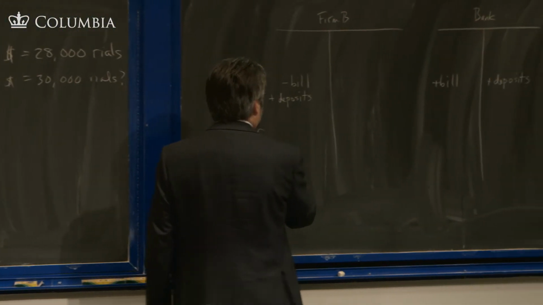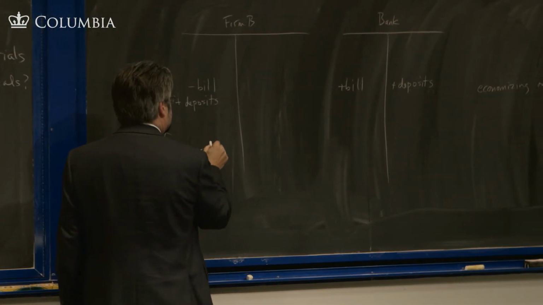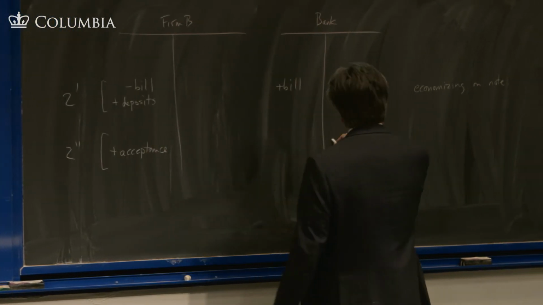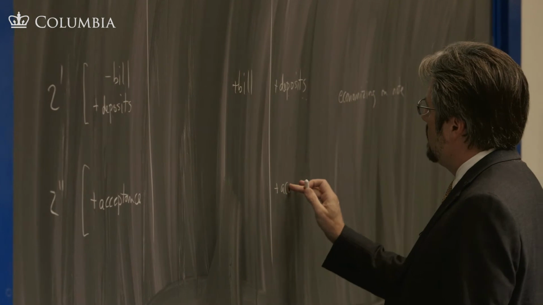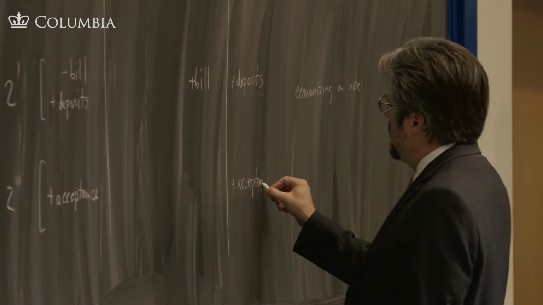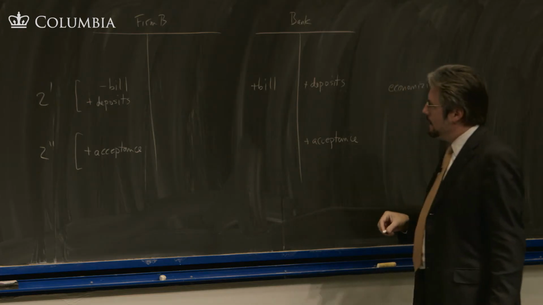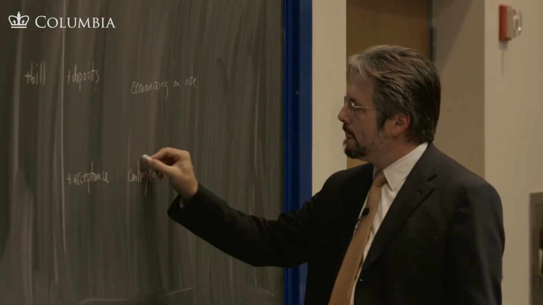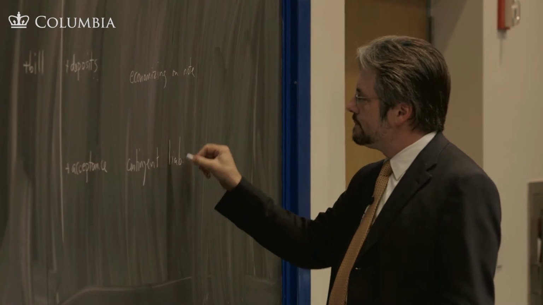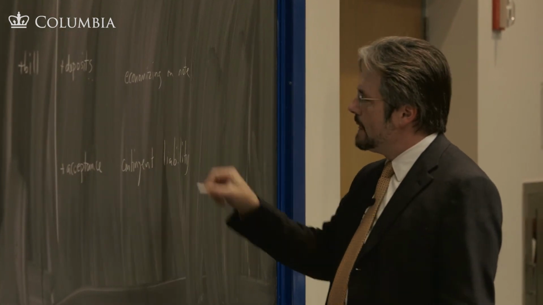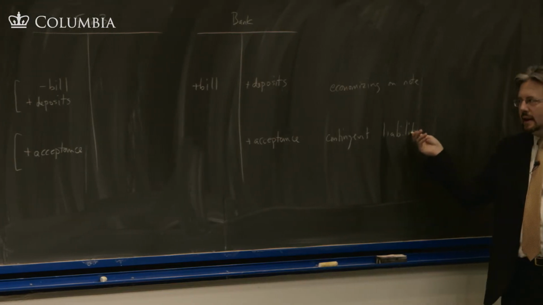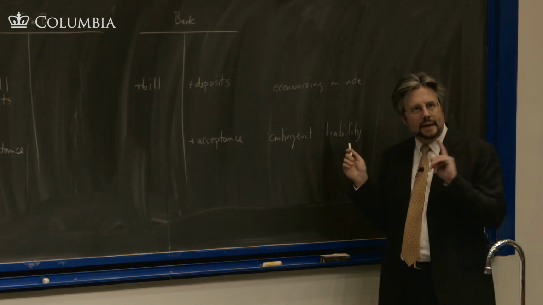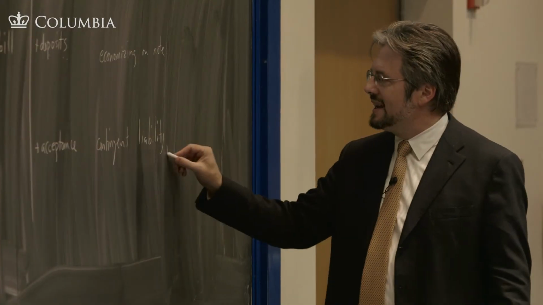And I'm writing that as an asset of the firm and a liability of the bank. This is actually a contingent liability, right? And it's a contingent asset. And what it is, is a liability for the bank saying, if firm A doesn't pay, I will pay. Okay? So it's a guarantee.